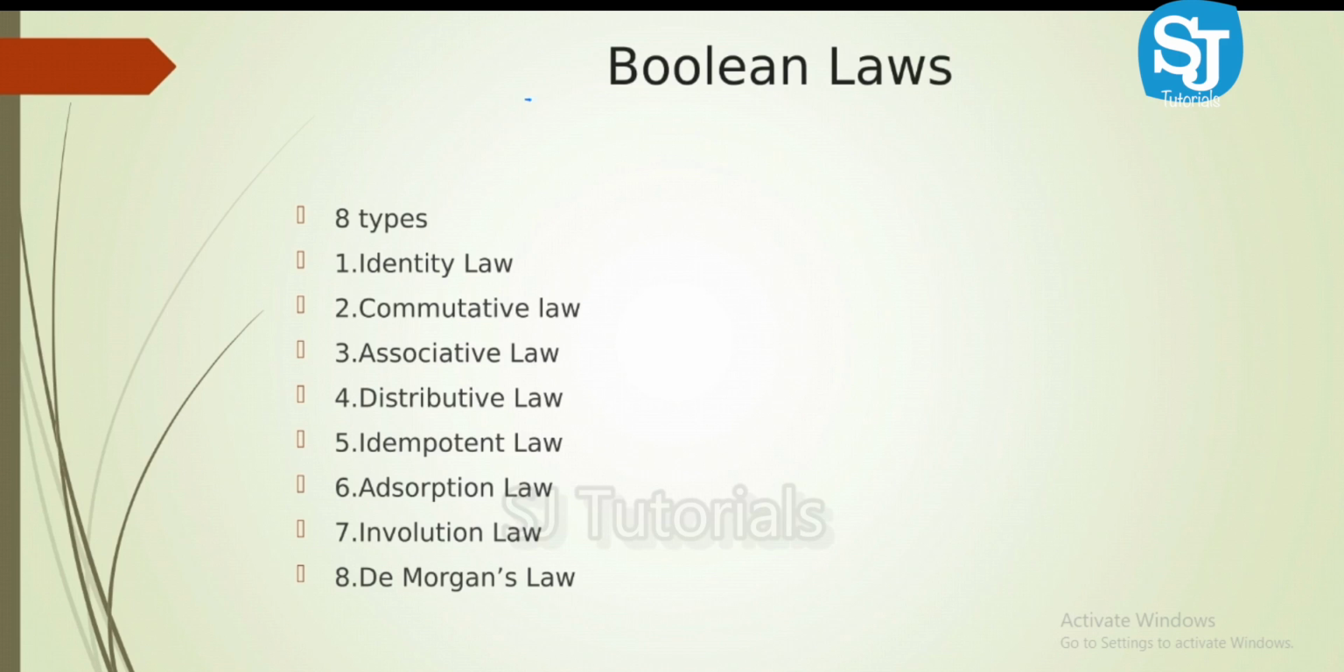Okay. Then Boolean laws. What are the different Boolean laws? There are mainly 8 laws in Boolean algebra. First, identity law. Second, commutative law. Third, associative law. Fourth, distributive law. Fifth, idempotent law. Sixth, absorption law. Then seventh, involution law, and De Morgan's law. These are the 8 laws. Here in the NTA NET examination, the main laws used are De Morgan's law and the distributive and associative laws, which are very, very important.